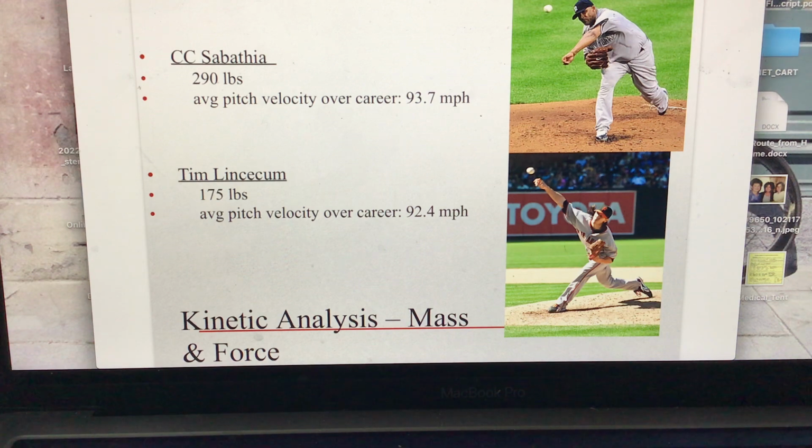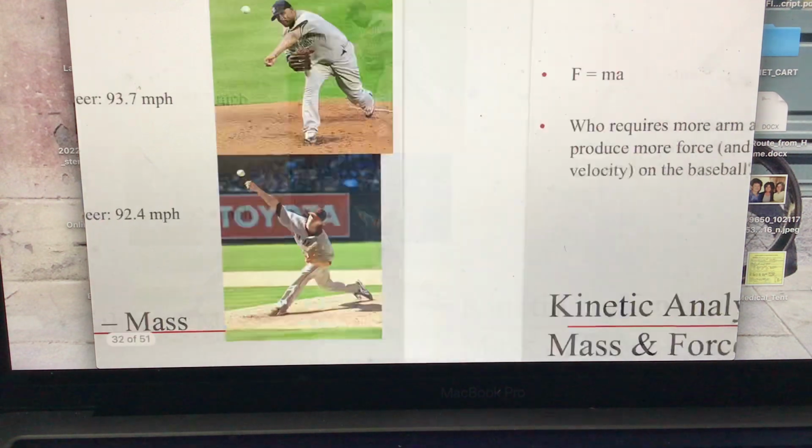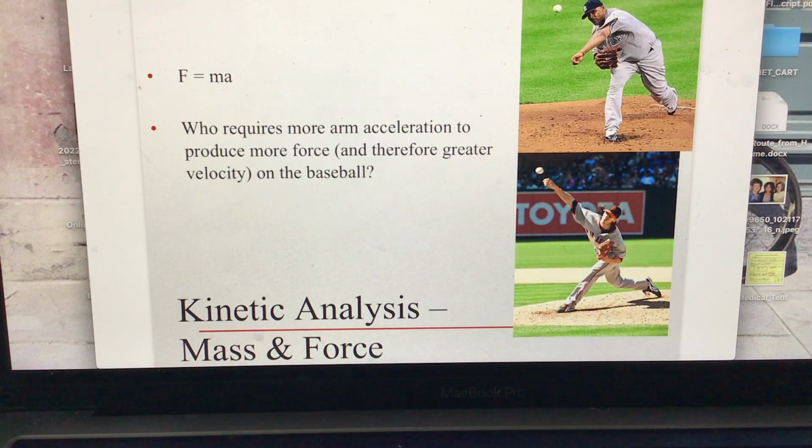What are some considerations with kinetics? Mass. Back in the day, C.C. Sabathia, big dude, right? So he was able to rely on the mass of his body to help him propel the ball. Tim Lincecum, skinnier dude. So he wasn't going to be able to rely as much on his mass. So he had to rely more on his torque and the use of his lever arm, right? There's all sorts of ways you can measure this. You don't need to know this.